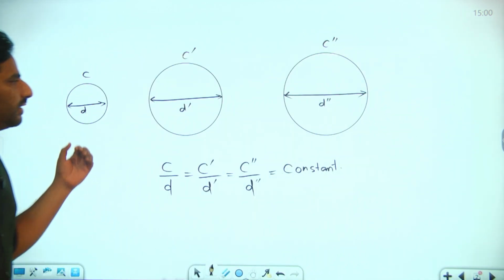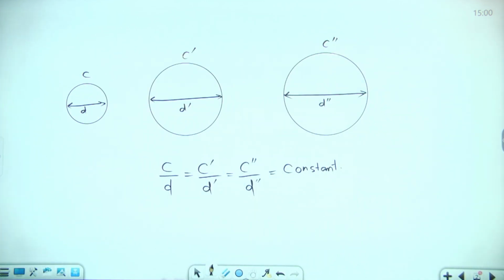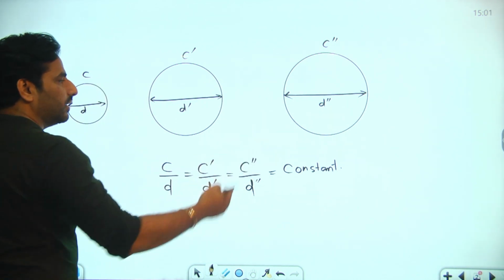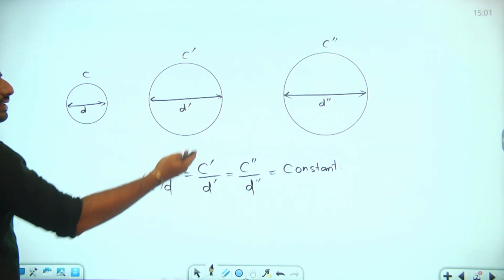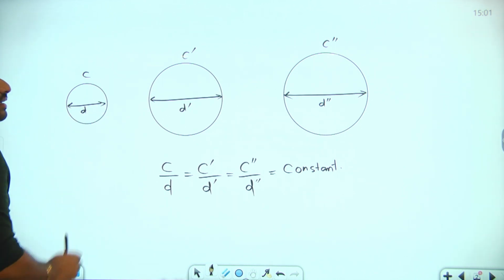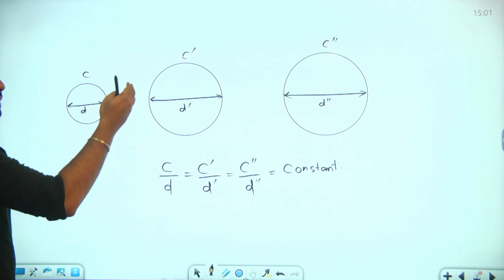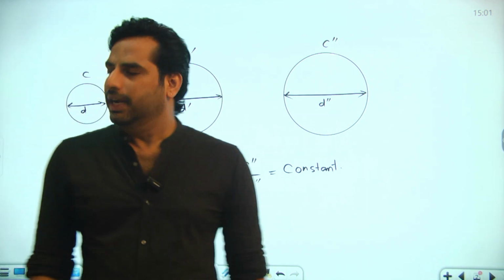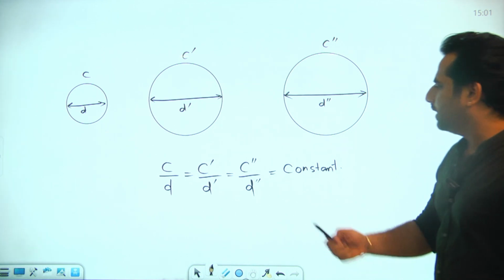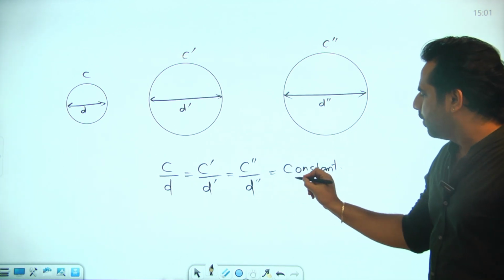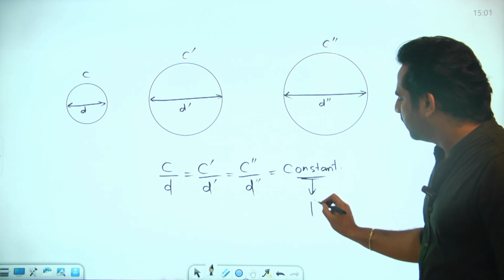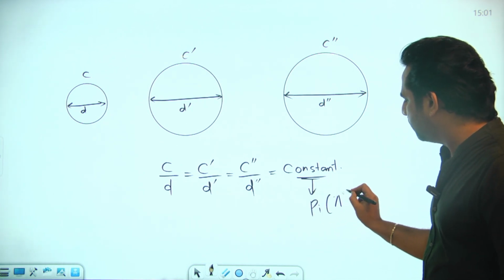Take any circle, bigger or smaller. The ratio of the circle's circumference to diameter will always remain constant. For example, there are three circles here. The first one's circumference is C and the diameter is D. Second one C dash and D dash, and similarly third one C double dash and D double dash. It is observed that the ratio C by D is equal to C dash by D dash. It is equal to C double dash by D double dash, which is constant. This constant is named after a Greek letter pi with this symbol.